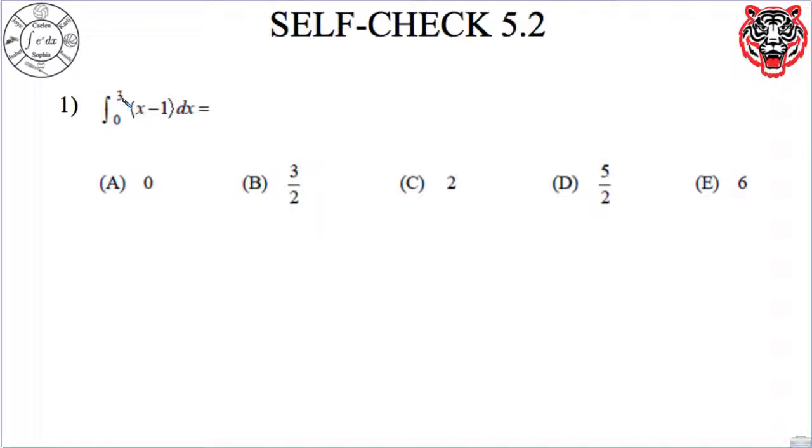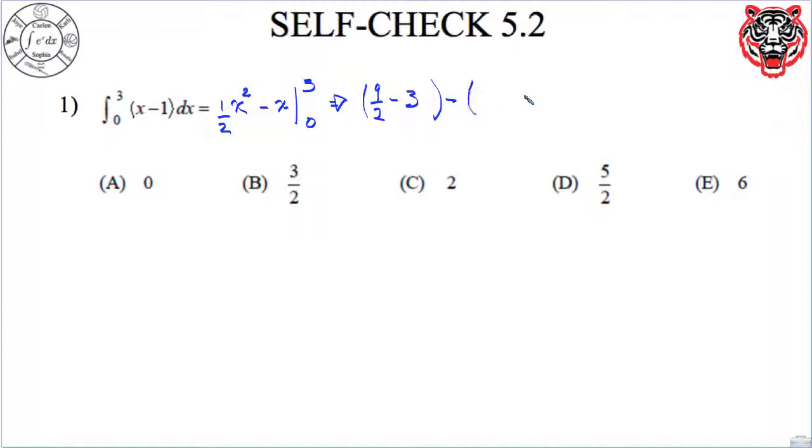Applying this definite integral to this equation, what do we get? This is going to be the antiderivative, so this is going to be x squared divided by 2, minus x, evaluated from 0 to 3. Substituting in 3, 3 squared is 9, half of that is 9/2, and then I'm going to subtract 3.